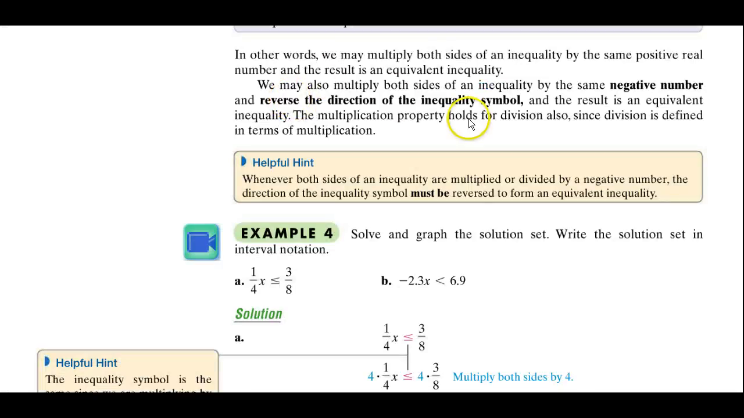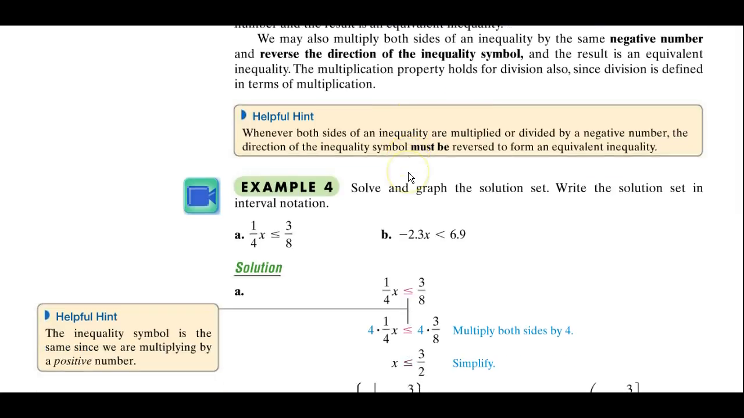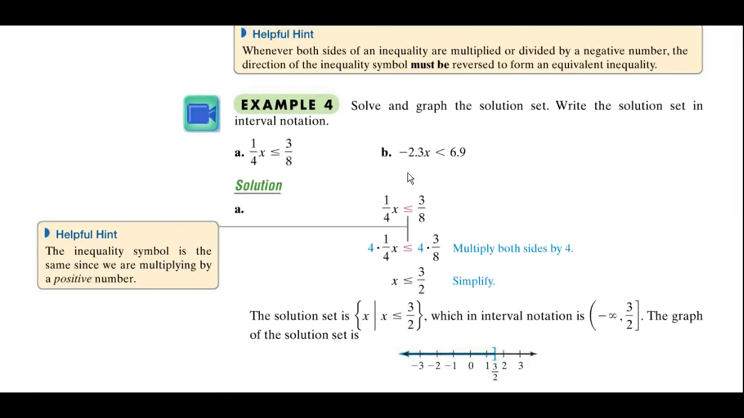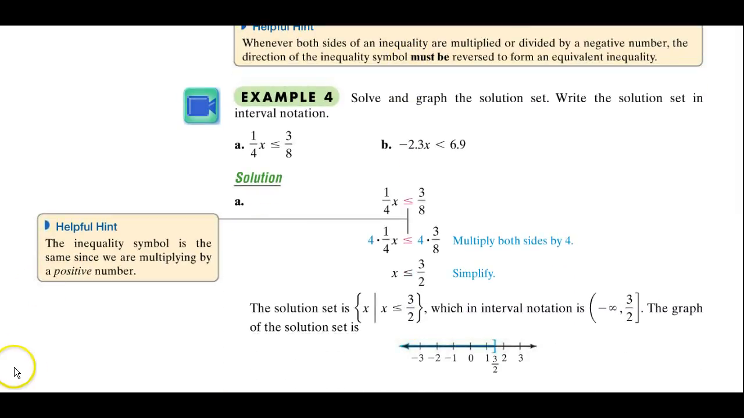And here in the textbook they're describing it. All right, so let's take a look at example 4 as I set it up. Now in example 4a, we've set it up. We want to isolate the x. And in a situation like this, we would just use the reciprocal. 4 over 1.